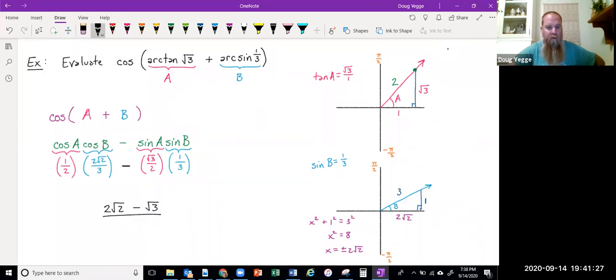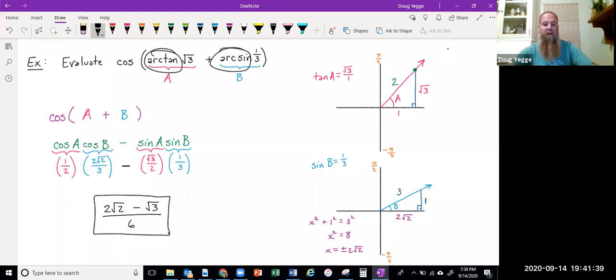all over 6. And this is the exact value of something that seemed relatively complicated simply because I was dealing with inverse trigonometric functions inside of an expression. But when you realize that inverse trig functions are nothing more than angles, I can draw a triangle in order to represent those angles and fill in the missing sides.